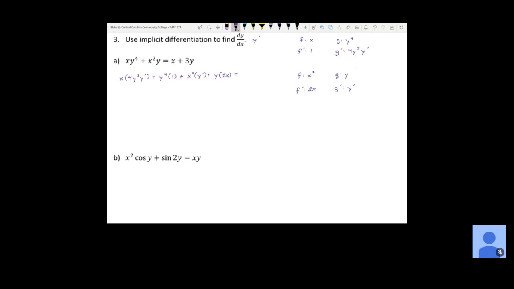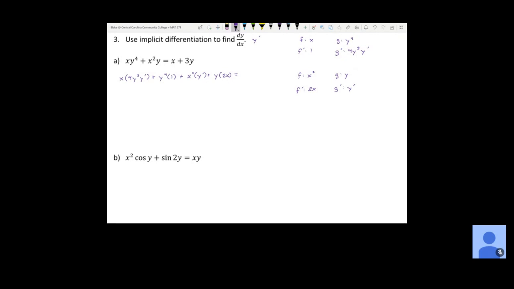All right, so that's the left-hand side. Any questions up to that point? Yes. Let me fix that so it's a little clearer. So this is just times 1. Okay.